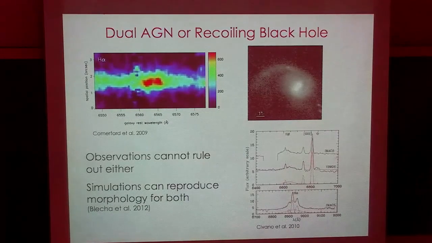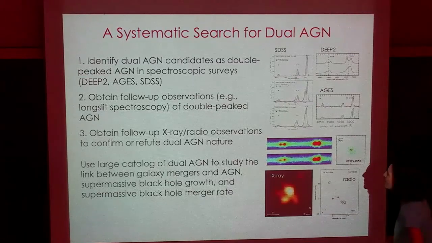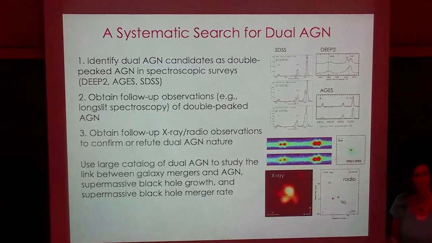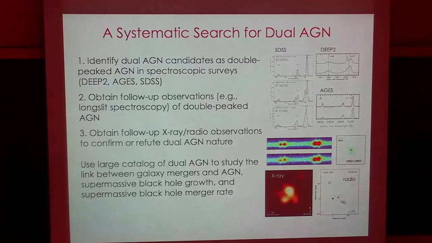So I want to leave lots of time for discussion. So I'll summarize there. I've presented a systematic technique for finding dual AGN using large spectroscopic surveys of galaxies. And as we get results from the X-ray and radio observations that tell us for sure which ones are dual AGN, we can refine the first two steps in the process to become more efficient at finding them. And the purpose of this systematic search is so we can build a large catalog out to higher redshifts of dual AGN so we can use them for studies of galaxy evolution.